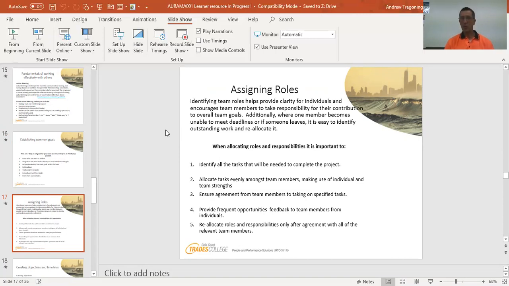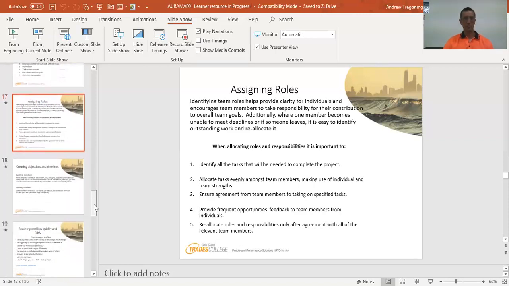When allocating roles and responsibilities, it's important to identify all the tasks that will need to be completed for the project. It's important to allocate tasks evenly amongst team members, making use of individual and team strengths. Ensure agreement from team members taking on specified tasks. Provide frequent opportunities for feedback to team members, and reallocate roles and responsibilities only after agreement with all of the relevant team members. So that's allocating and assigning roles within a team.